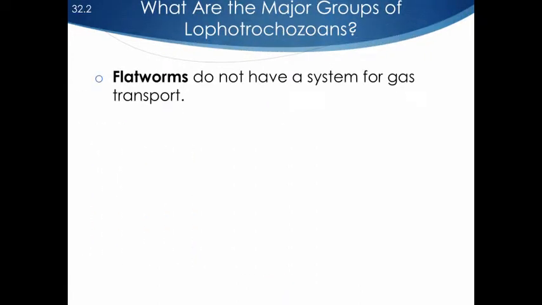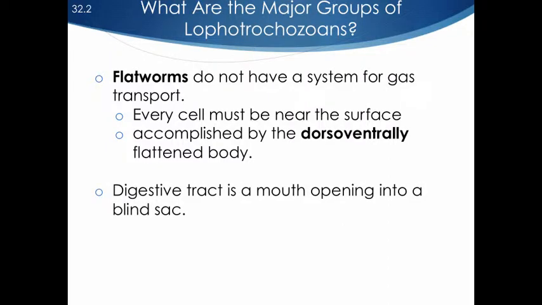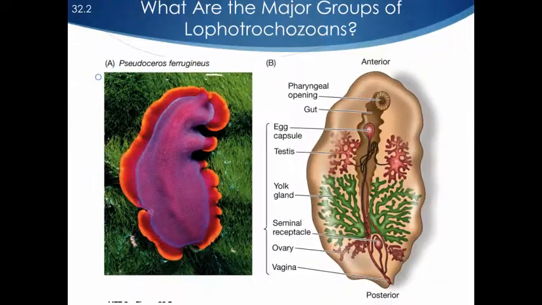Flatworms do not have a system for gas transport. Every cell must be near the surface, and this is accomplished by a dorsoventrally flattened body. And that's why they're called flatworms, because all the cells are near the surface so that gas exchange can take place. Their digestive tract is a mouth opening into a blind sac. The sac is often branched, and it increases surface area for absorption of nutrients. So we'll take a look at a picture of it.